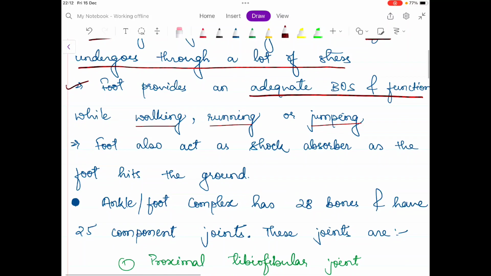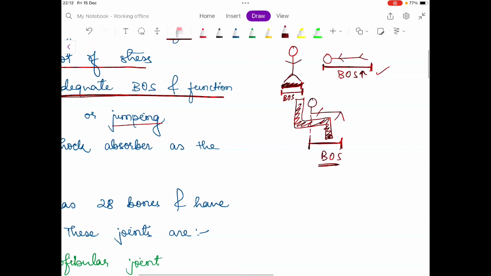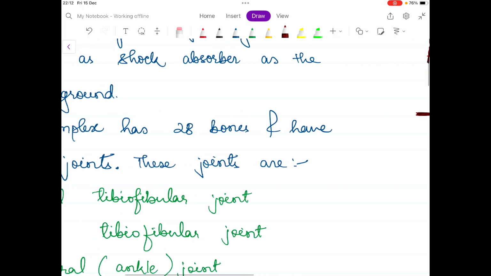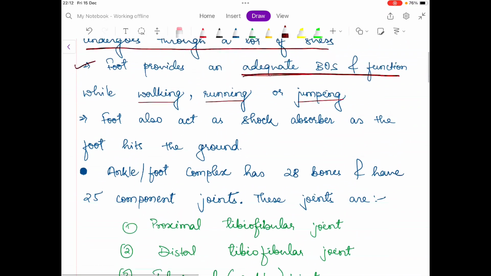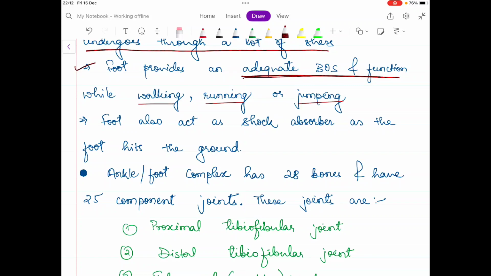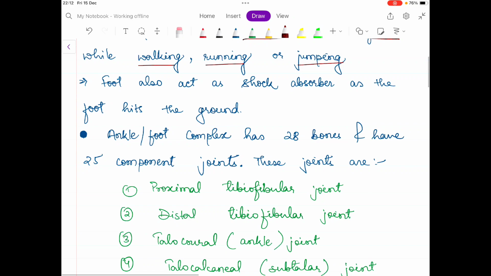The foot provides an adequate base of support, because the end of the foot is flat. It's not like a pole, it is flat like this. So this gives a larger surface area to make contact with the ground. That means it gives you a little more base of support, and that helps you while walking, running, jumping. The foot also acts as a shock absorber as the foot hits the ground.